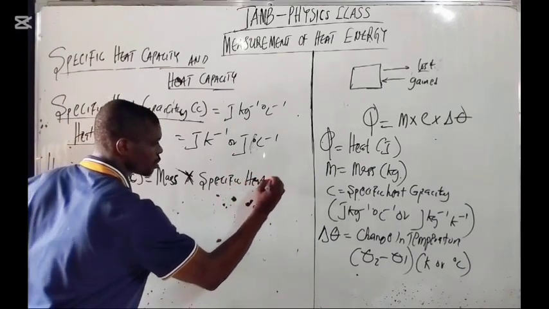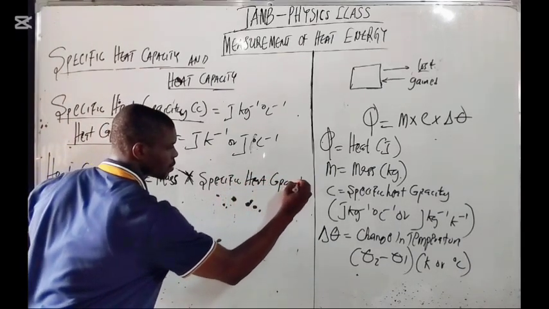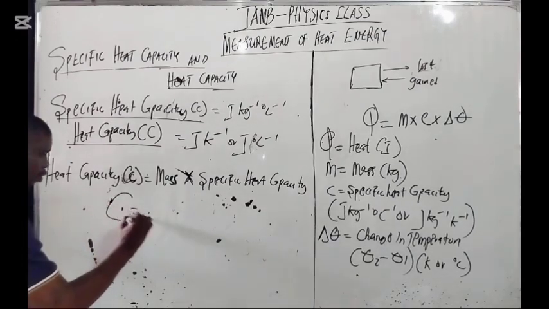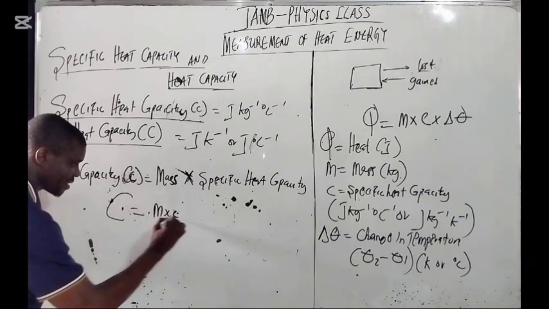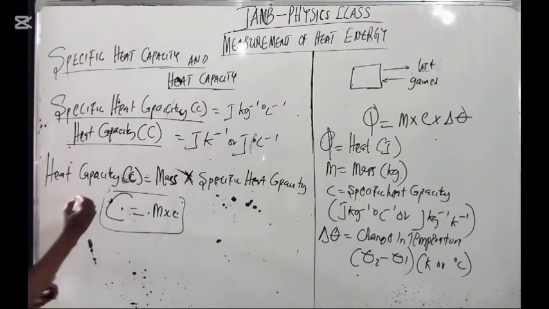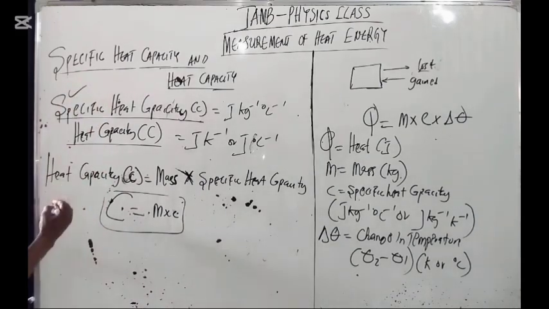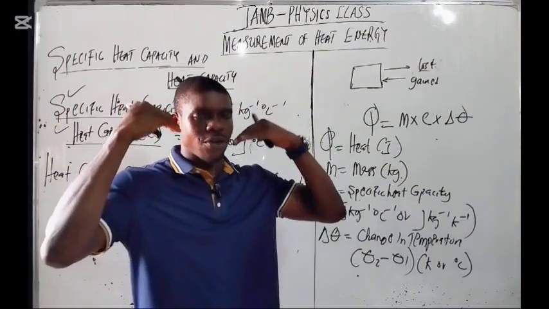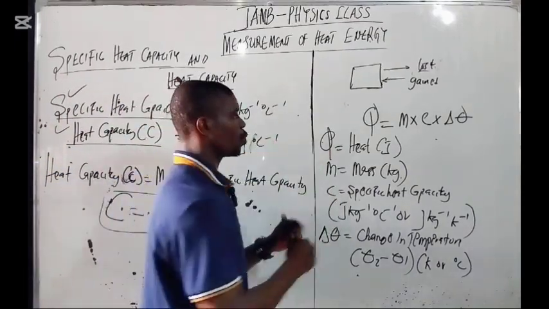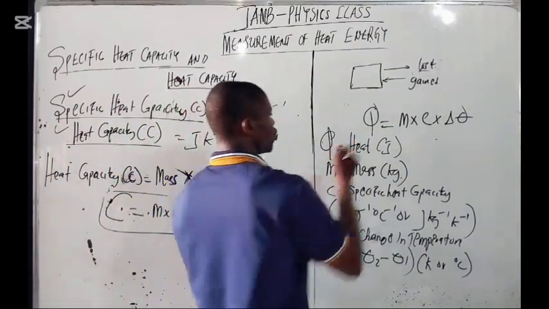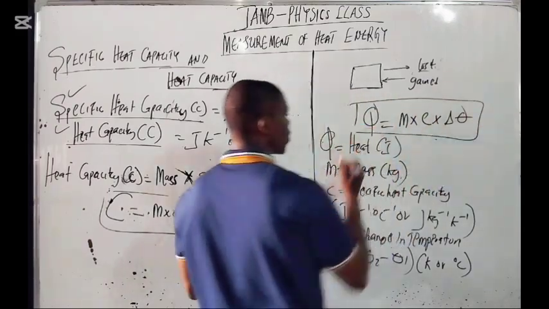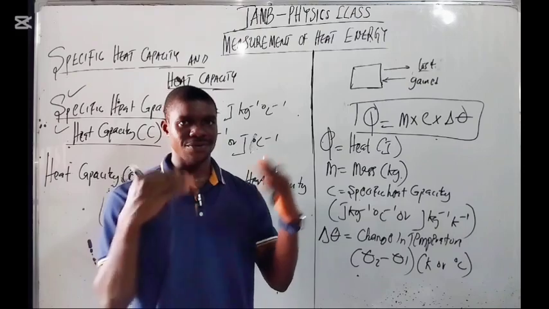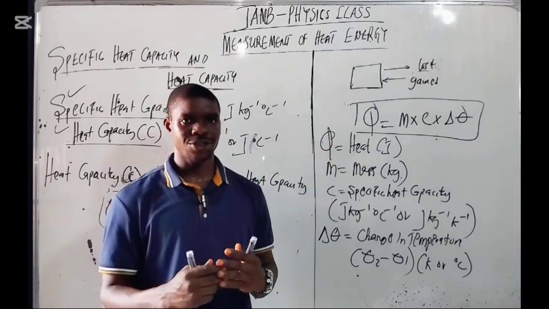Heat capacity. Very important here. So you can say that capital C is equal to m times c. Very important. So you now understand what we call specific heat capacity, heat capacity, and their relationship. Our main focus in this video is to solve a lot of problems using this, so that you know how to solve problems under specific heat capacity. Do you understand? So let's solve some key calculations.